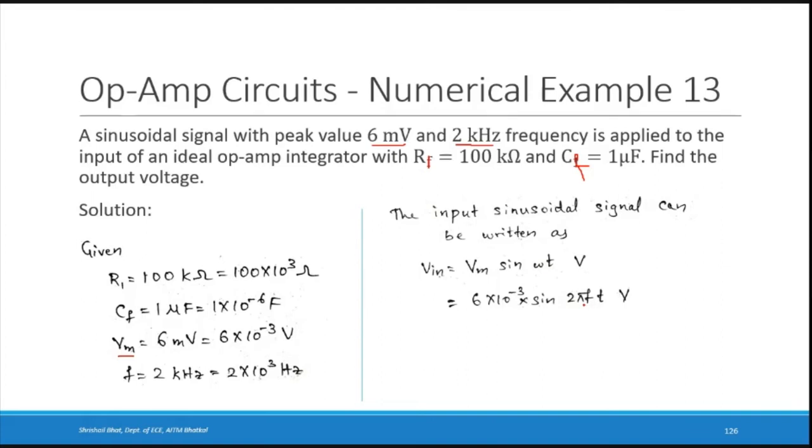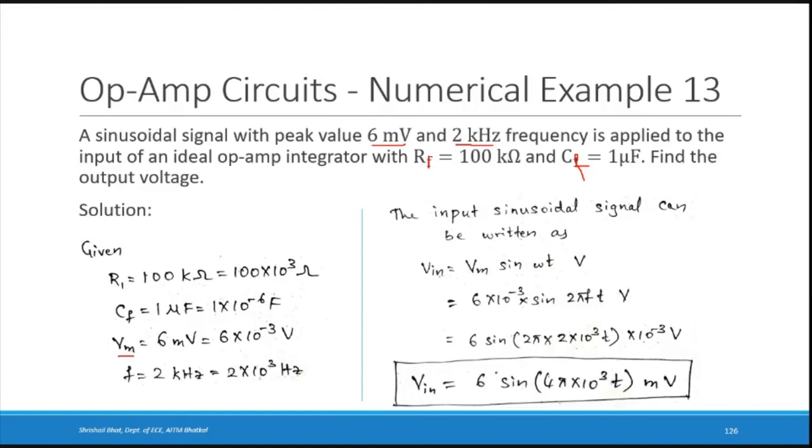Now substitute this f. 6 into 10 raised to minus 3 volts, sine of 2 pi into f, and f is 2 into 10 raised to 3. What do you get? 2 pi into 2 is 4 pi into 10 raised to 3. So Vin is 6 sine 4 pi into 10 raised to 3 t, into 10 raised to minus 3 volts, that is millivolts. Did you understand? This way you have to first get the expression for the input signal. Input signal is 6 sine 4 pi into 10 raised to 3 t millivolts.